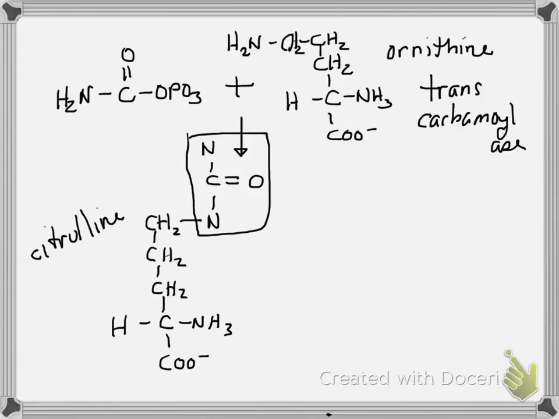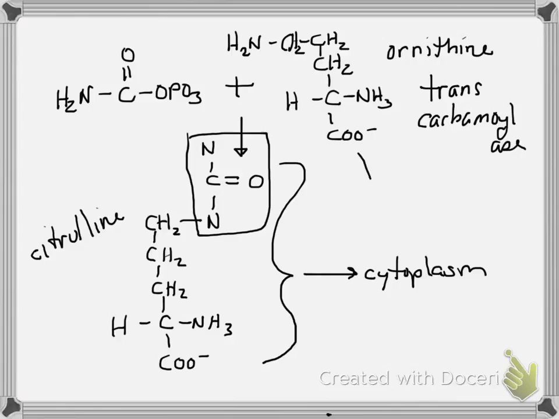Now at this point, these first couple of reactions have been happening in the mitochondria. The citrulline is transported at this point into the cytoplasm. It's an antiporter, and what is transported back into the mitochondria is ornithine. So this is an antiporter, and it's considered a 1-to-1 ratio antiporter, so that one citrulline is transported out of the mitochondria into the cytoplasm, and one ornithine is transported from the cytoplasm into the mitochondria.